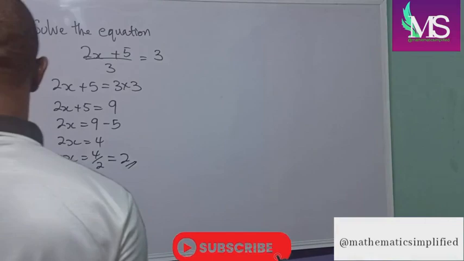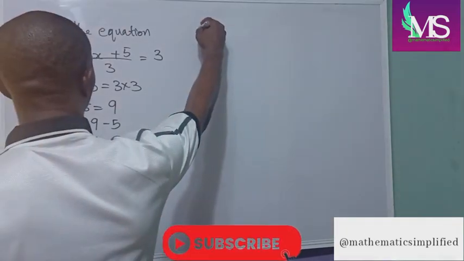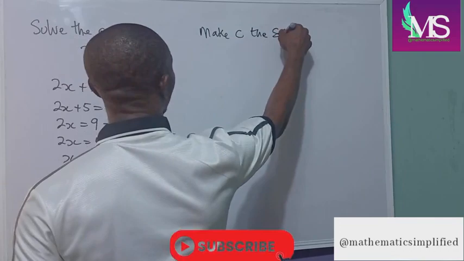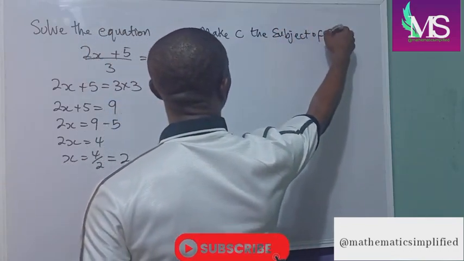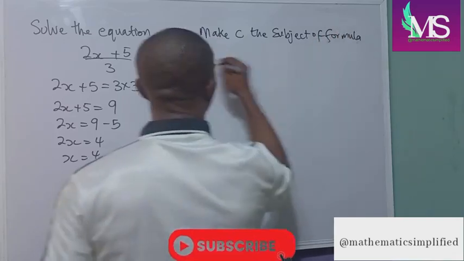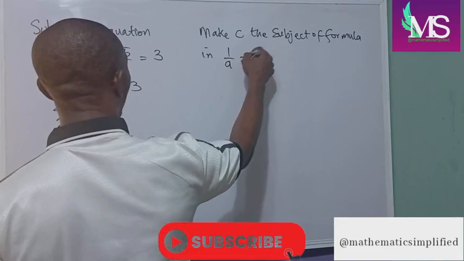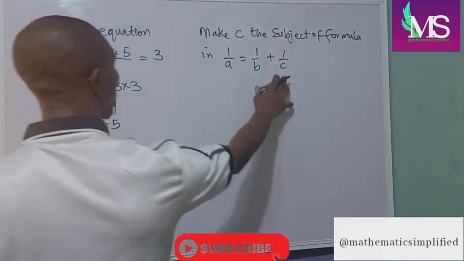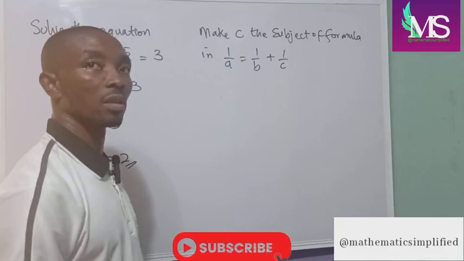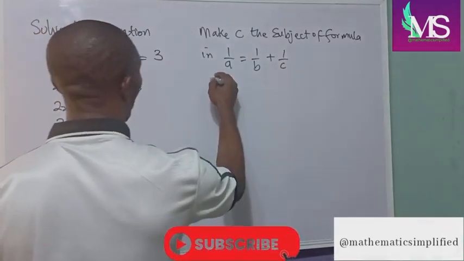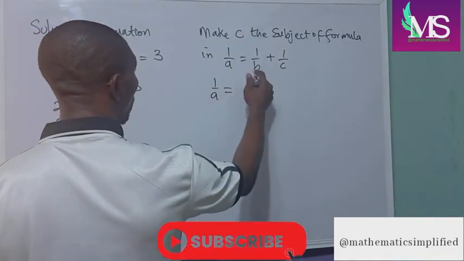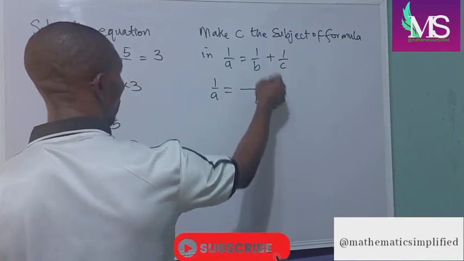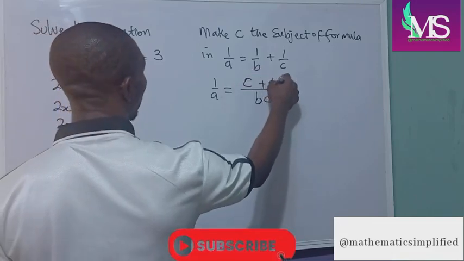Now, the next part says, make C the subject of the formula. We have 1/A = 1/B + 1/C. For us to make C the subject of the formula, that means C has to stand alone. So this will become 1/A = the LCM of B and C, which is BC, over, C + B.